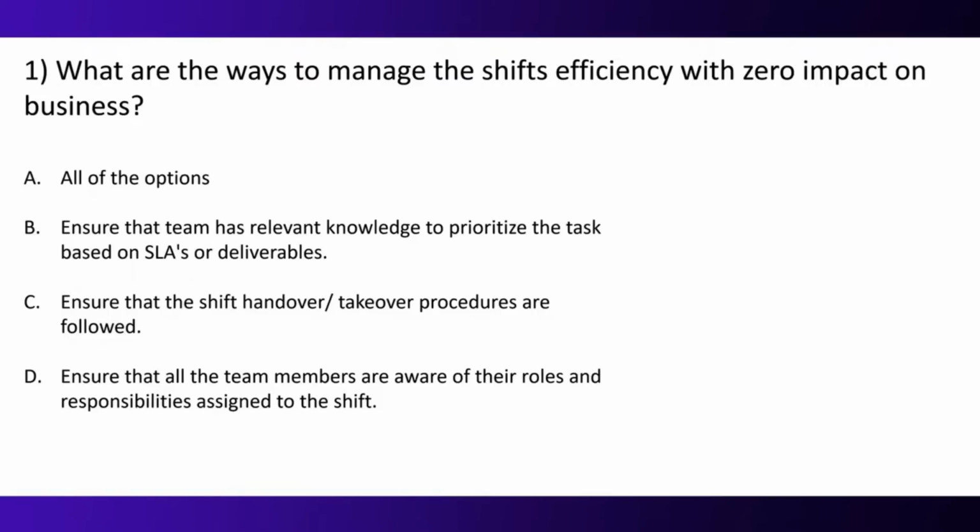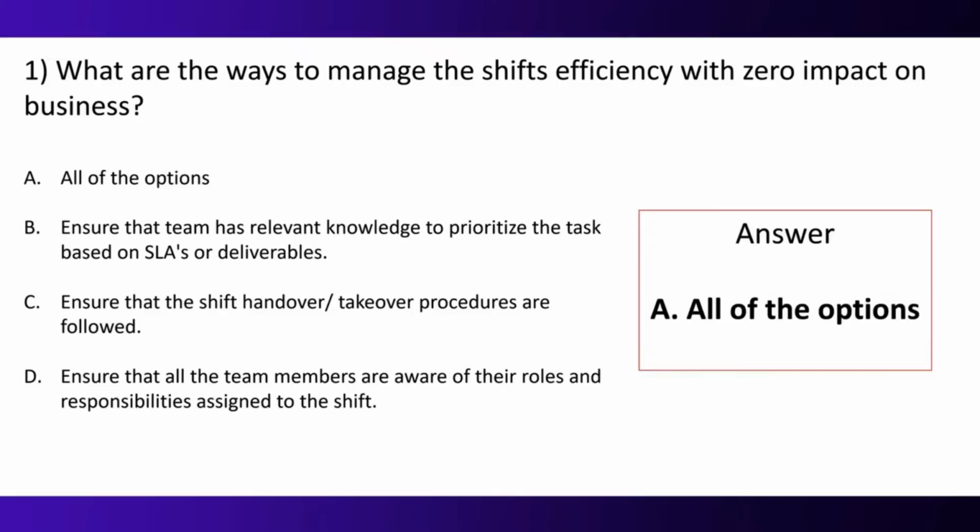Question 1. What are the ways to manage the shift efficiency with zero impact on business? Option A, all the options. Option B, ensure that team has relevant knowledge to prioritize the task based on SLAs or deliverables. Option C, ensure that the shift handover takeover procedures are followed. Option D, ensure that all the team members are aware of their roles and responsibilities assigned to the shift. And the correct option is A, all the options.